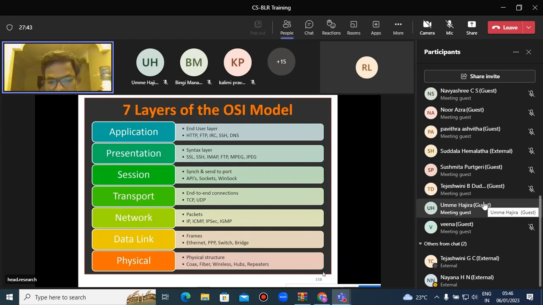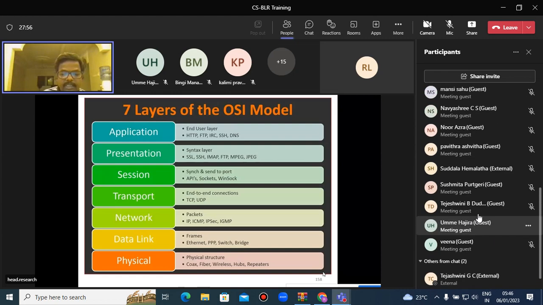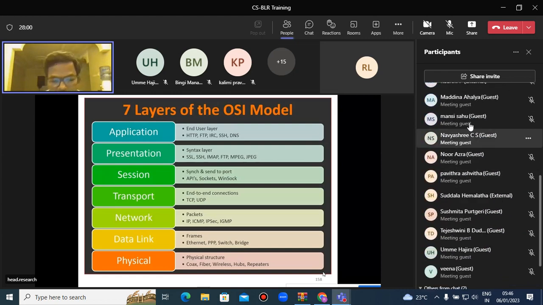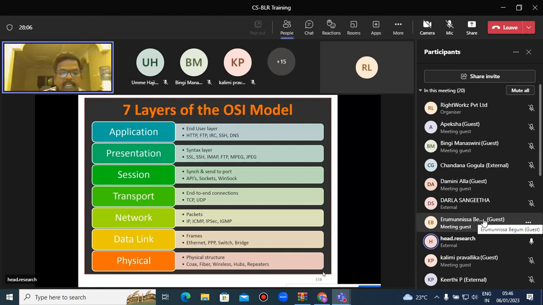See the physical layer, the complete physical structure, means all physical devices, cables, computers, servers, coaxial wire, fiber cable, wireless hubs, repeaters, everything must be in the physical medium. That is called the physical layer. Then data link layer. Data link layer carries data through frames. Here we are studying the major concept called framing. Framing is a collection of zeros and ones, streaming of bits by using Ethernet and protocol, switch, bridge. We are studying the functions and services of the data link layer.